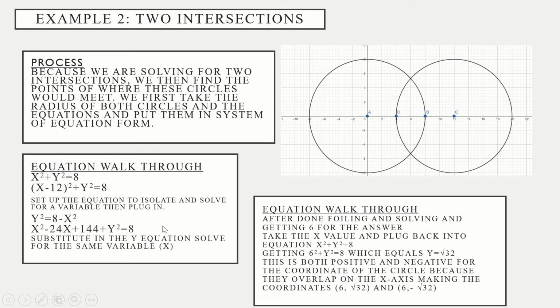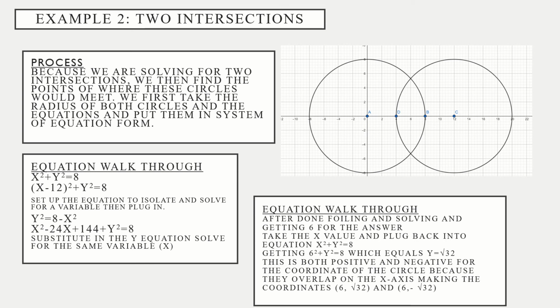So we set up the equations, isolate and solve for the variable, and then plug it in. What I'd recommend for the first one is that you put it in so y^2 equals everything else. And then for the second one, you just FOIL it or expand it. Then you should get x^2 - 24x + 144 + y^2 = 8. Since you already know what y^2 is here, you just plug that back in. So you substitute it, and after you're done solving, you should get 6 for the answer.